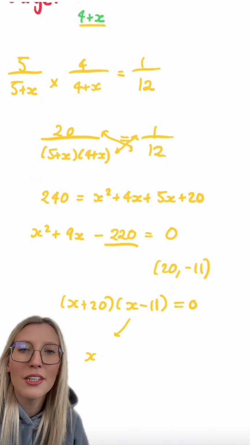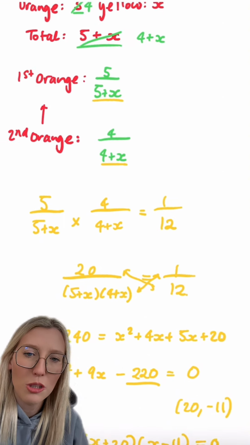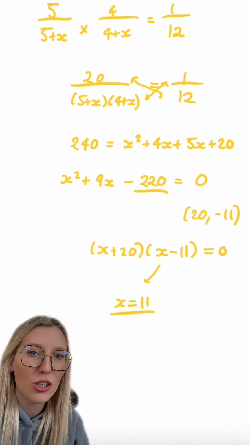And we know X is the number of yellow counters, so it's got to be positive. So the answer then is just going to be 11.